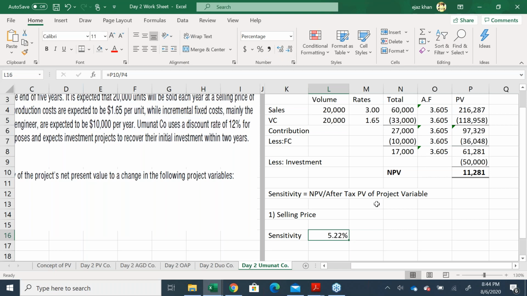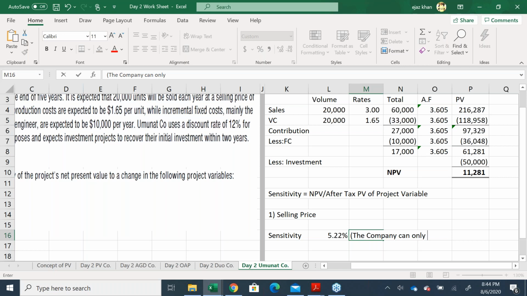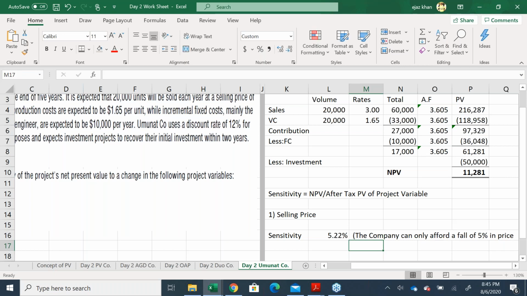So how can I explain this? The company can only afford a fall of 5% in price, because if it's more than 5.22%, it is definitely going to have a negative NPV.